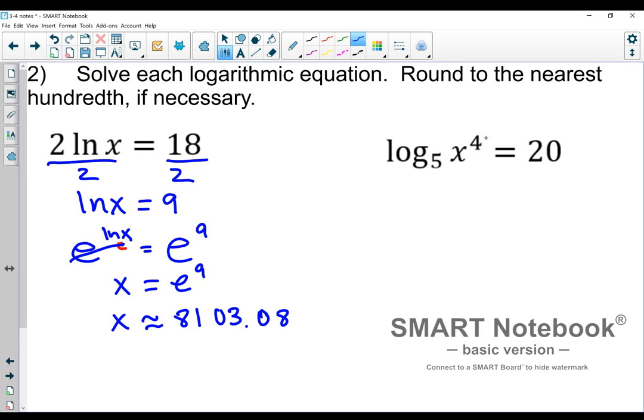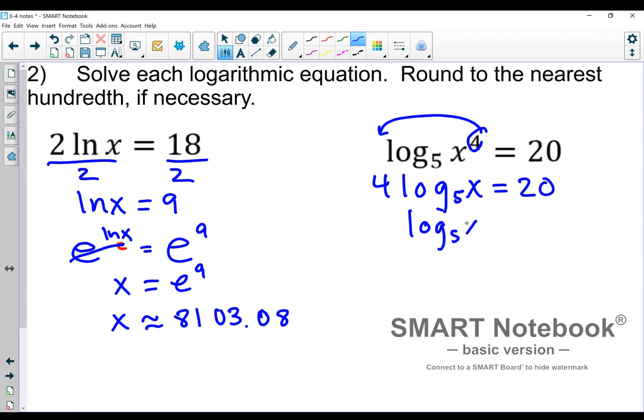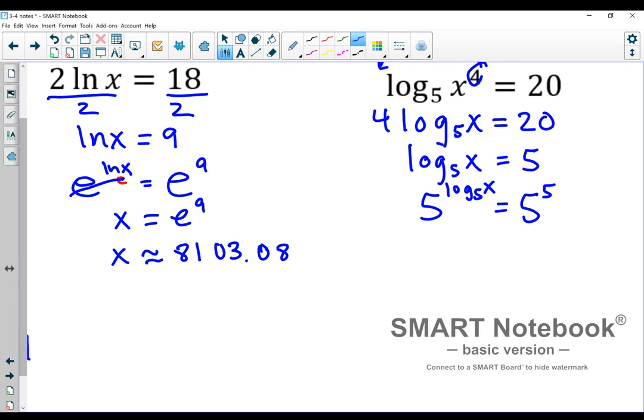On the next one, I want to take that 4, that's the exponent, and put it in front. So I have 4 times log base 5 of x equals 20. Now we're going to divide both sides by 4. So log base 5 of x equals 5. And then same thing, this is base 5. So now I'm going to use 5 raised to log base 5 of x, 5 raised to the 5th. So I'm raising both sides. The 5's match, so just x equals 5 to the 5th, which is 3,125.